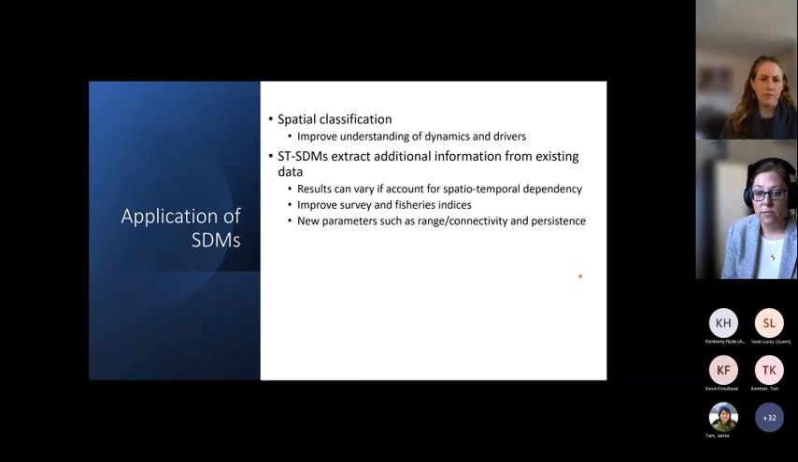From these spatiotemporal SDMs, we found, as just shown, that your results can vary if you account for spatiotemporal dependency. These types of SDMs can improve and result in different survey and fishery indices relative to traditional SDMs. They also provide new parameters, such as range or connectivity and persistence, that could potentially be used as new indicators.